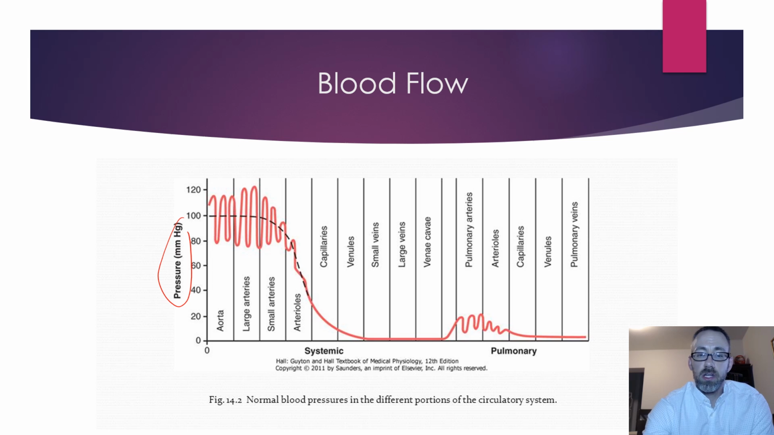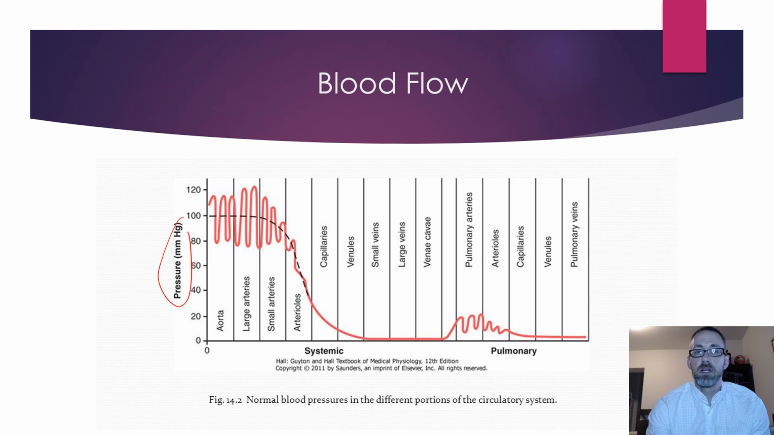And then that pulsatility goes away by the time you reach the capillaries, and you'll notice the pressure is also dropping, and then the pressure drops still further in the veins, close to 0. And by the time you get to the right atrium, the pressure is actually 0. So there's a pressure difference from the arterial side to the venous side.